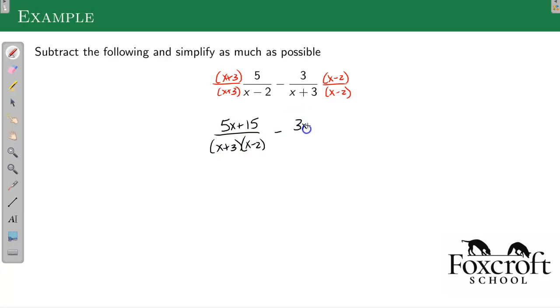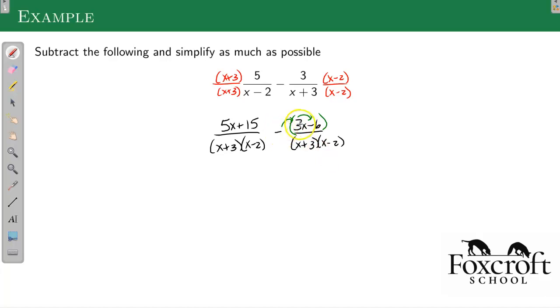Minus 3x minus 6. Over these separate. And again, that forces the two bottom denominators to be the same. So now I can go through the process of subtracting. One thing to be careful with subtracting, it's a little bit harder than addition in this case because this subtraction sign is applying to the whole top here.